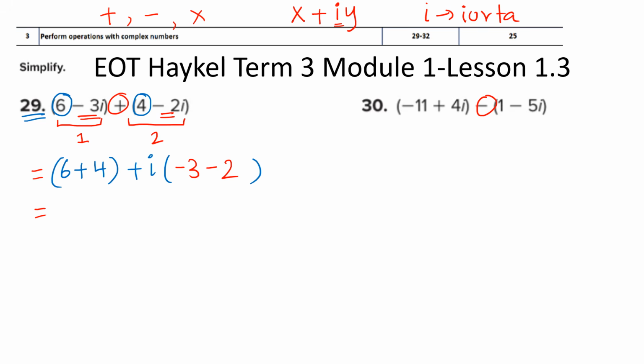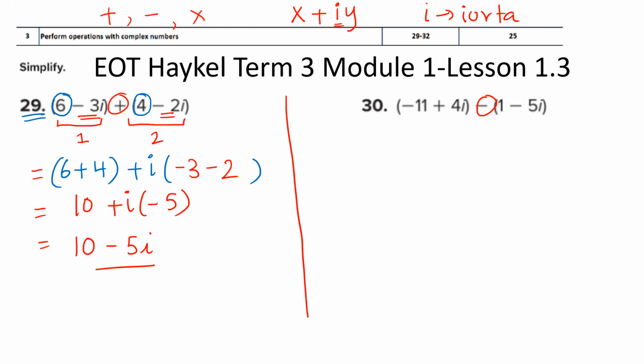So let's solve. 6 plus 4 is 10, plus iota times, now there is negative sign, minus 3 minus 2, so it will be minus 5. So your final answer is the complex number with the real part 10 and imaginary part minus 5i. This is how we do addition of complex numbers. The first question was addition.